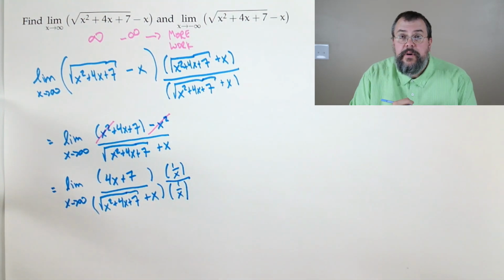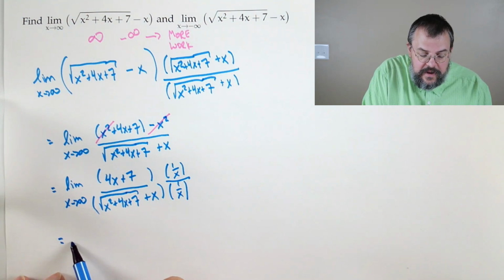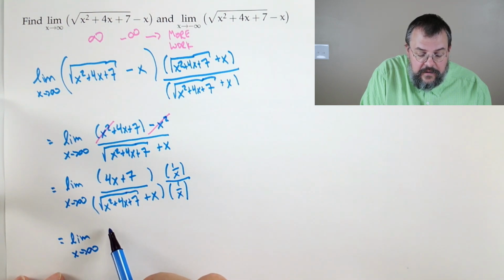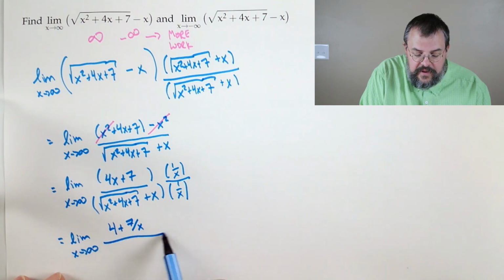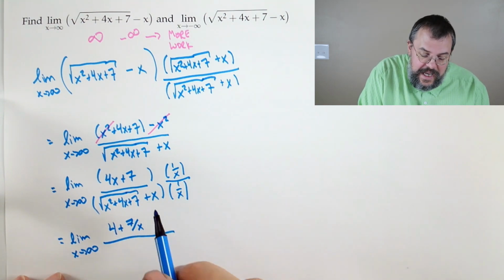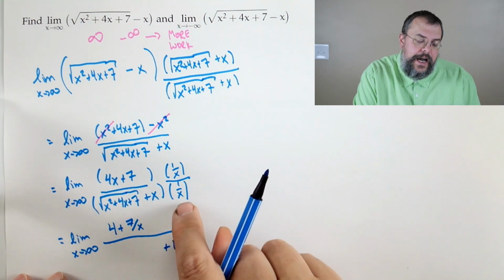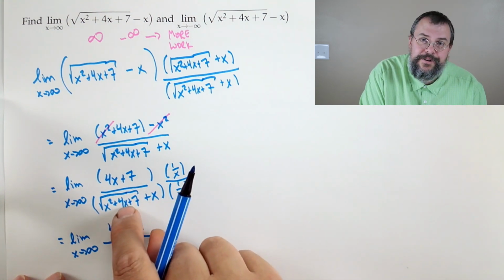Again, it's the same as multiplying by 1. So this becomes the limit as x goes towards infinity of 4 plus 7 over x upstairs. Now downstairs, I'm going to pause for a second here. The x is certainly okay. That's plus 1. I would like to put this 1 over x and somehow put it into the square root.